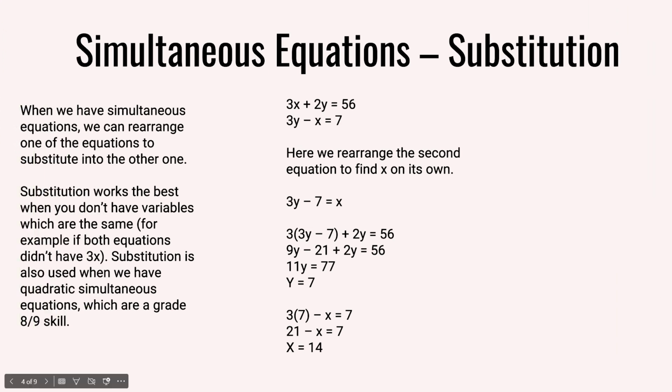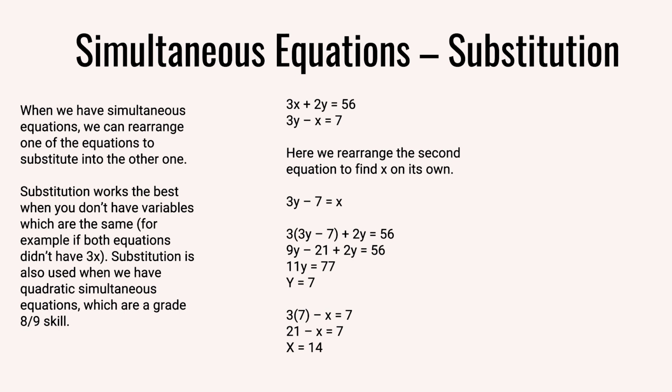First, let's have a look at solving simultaneous equations via substitution. When we have simultaneous equations, we can rearrange one of the equations to substitute into the other. So here, when we have 3x + 2y = 56, and 3y - x = 7, we can rearrange the second equation to find x on its own, which gives us 3y - 7 = x. Now, we can sub x into the first equation, so we can find out what y equals, and then we sub y into our other equation to get what x equals.